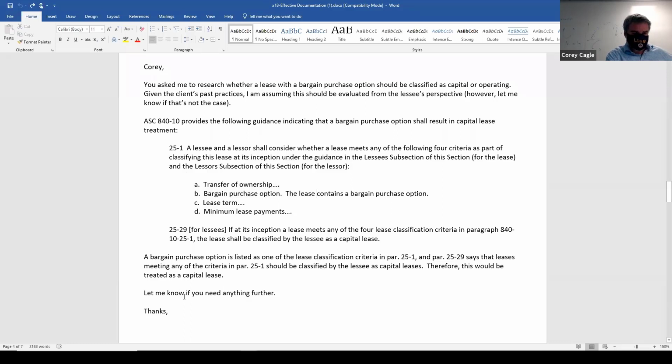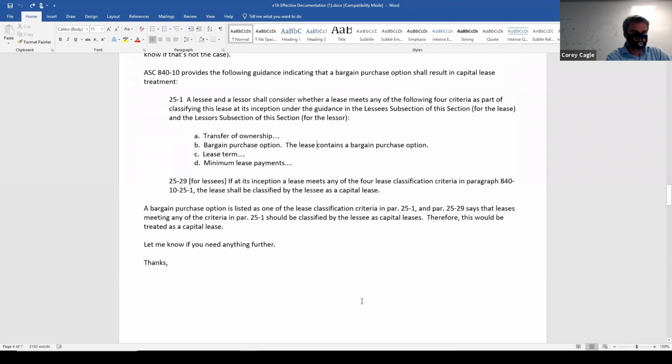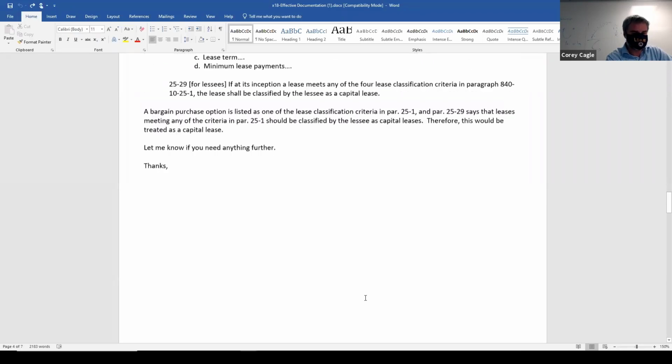And then they kind of sum it up. A bargain purchase option is listed as one of the lease classification criteria, blah, blah, blah. Therefore, this will be treated as a lease. So let me know if you need anything further. Thanks. That's good. You didn't waste any words. You're very clear, very concise, friendly. Got the job done, right?